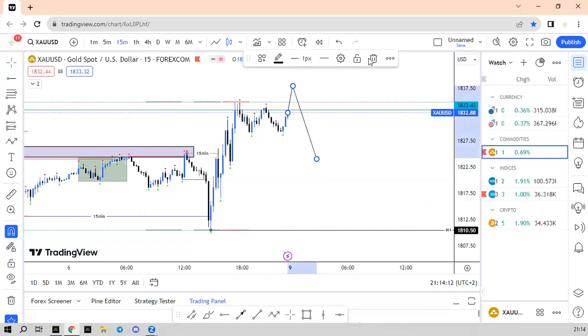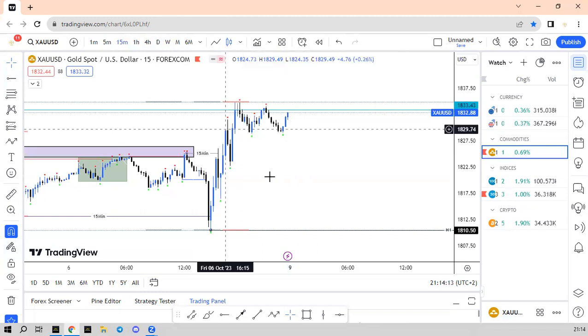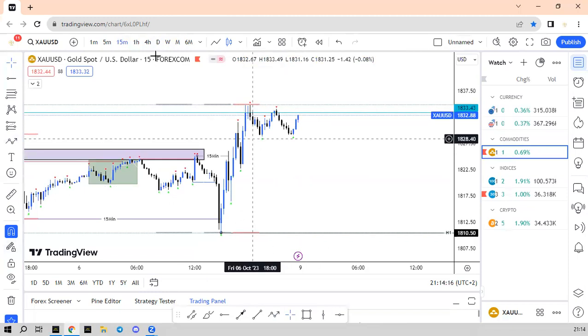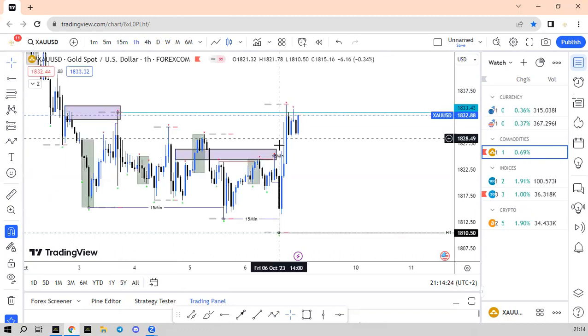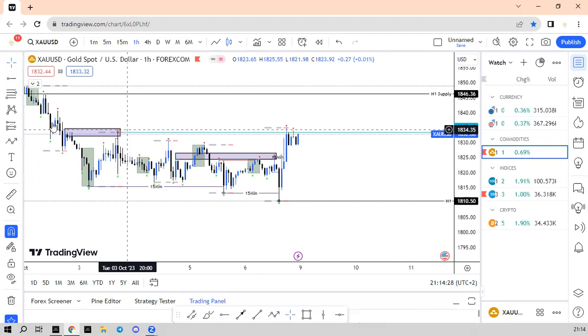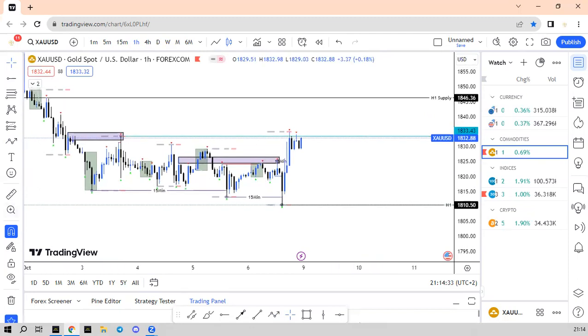So this one, definitely on the lookout for H1 to just drop, to just fall. Yeah, I'm waiting for H1 to just fall. We'll see. Let's jump into Nasdaq.